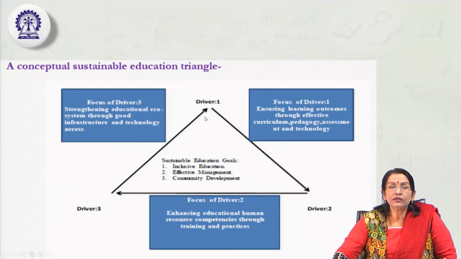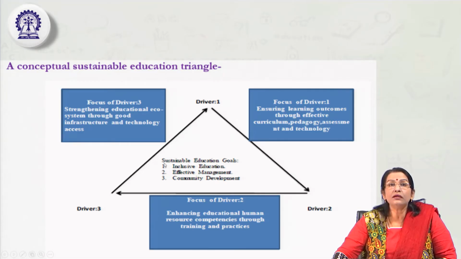All these drivers reciprocate, they interact properly all the time, 24 into 7, because these are very much interlinked: driver 1, driver 2, driver 3. These are the 3 dimensions of the education system, and they have to function and operate in a very cohesive, interactive, reciprocal manner. That is why only then can our sustainable education be possible, be achievable.